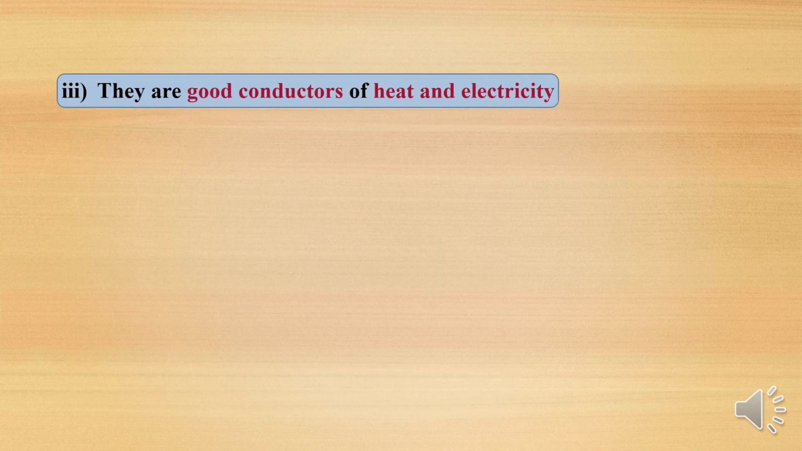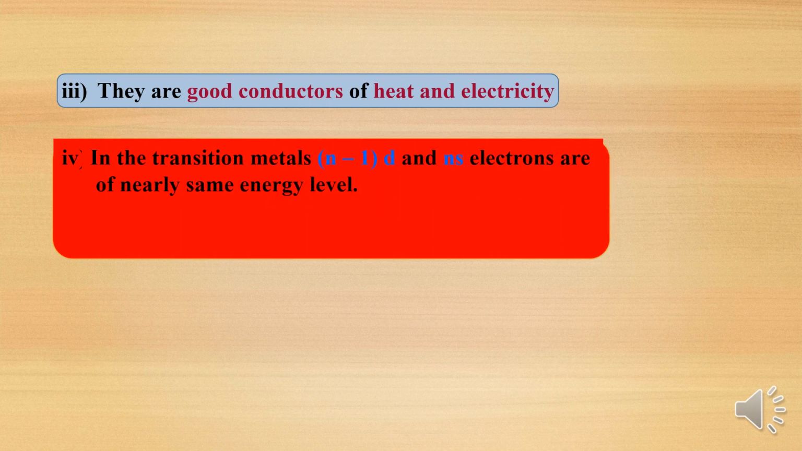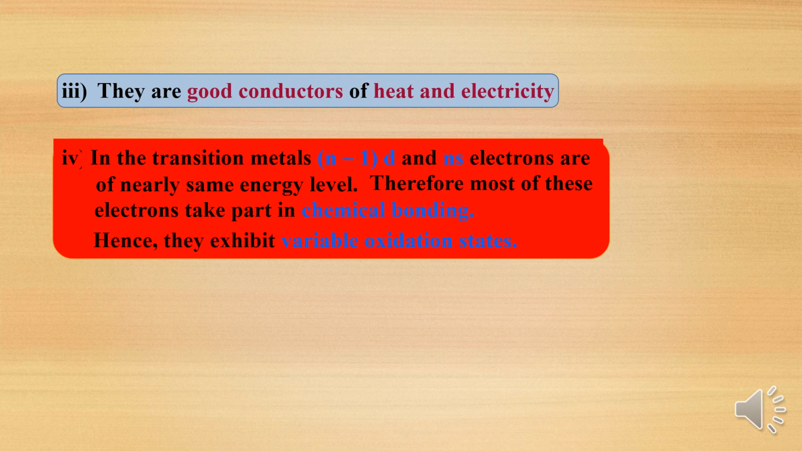The next characteristic is they are good conductors of heat and electricity. Next one, in the transition metals, (n-1)d and ns electrons are of nearly the same energy. If you apply the n plus l rule, (n-1)d and ns electrons have nearly the same energy level. Therefore most of these electrons take part in chemical bonding and hence they have variable oxidation states.